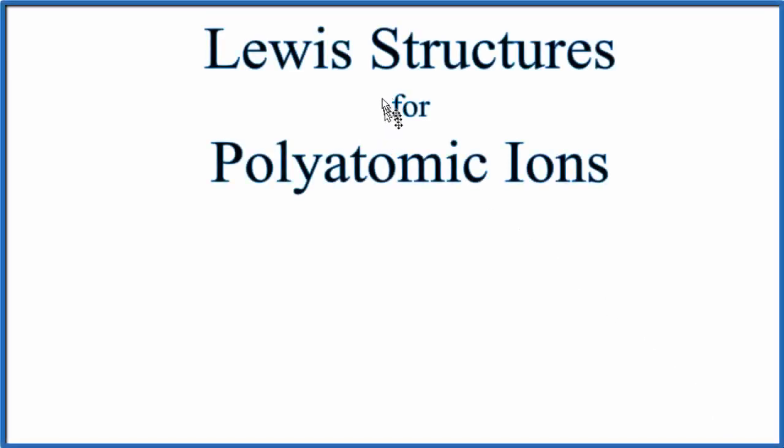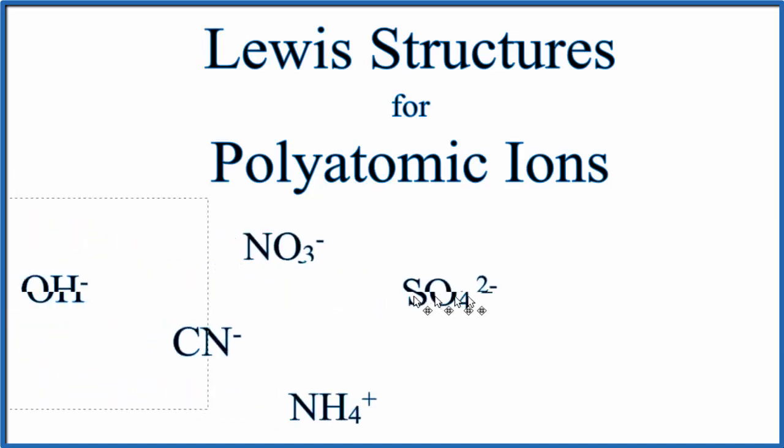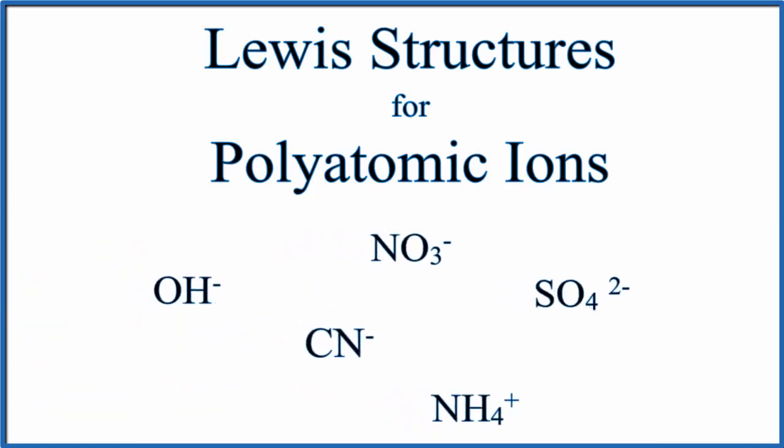In this video, we'll take a look at Lewis structures for polyatomic ions. Polyatomic ions are ions. They have many atoms, so more than one type of atom in the polyatomic ion, and then they have a charge, maybe like a 1 minus or a 1 plus or a 2 minus. So that's how we identify these as ions.